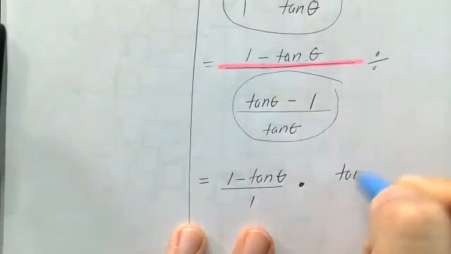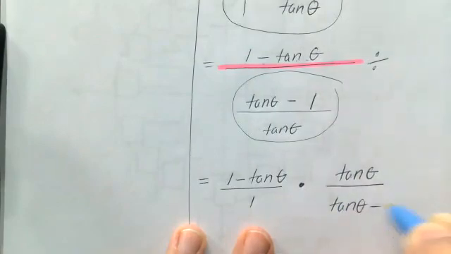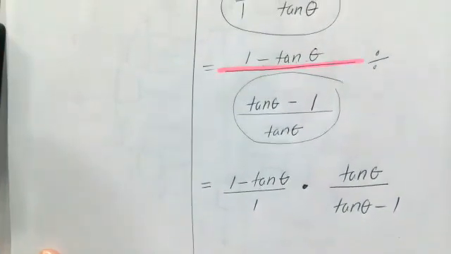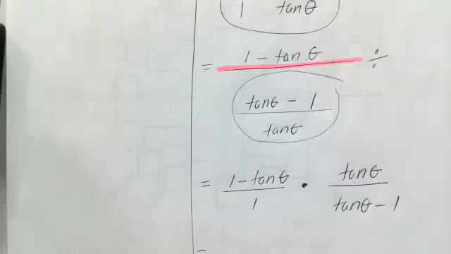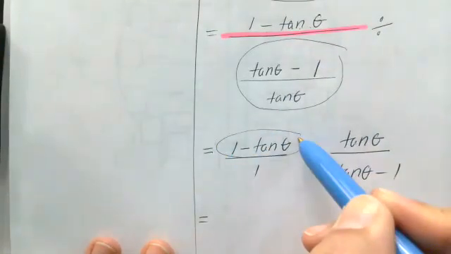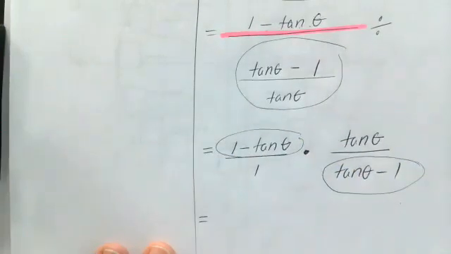So tangent of theta over tangent of theta minus 1. Now, I'm noticing I have 1 minus tan at the top, and I have tan minus 1 at the bottom. Oh man, they're so close, okay? Which is vice versa of one another, right, in a subtraction.